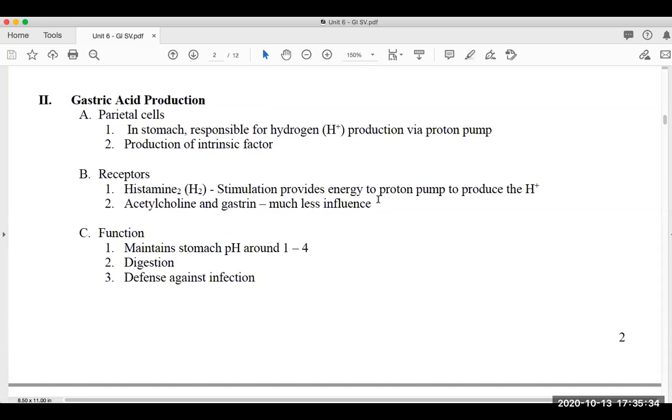Production of intrinsic factor. This is a glycoprotein that facilitates gastric absorption of vitamin B12. Vitamin B12 is important for red blood cell formation, cell metabolism, nerve function, and even the production of DNA.